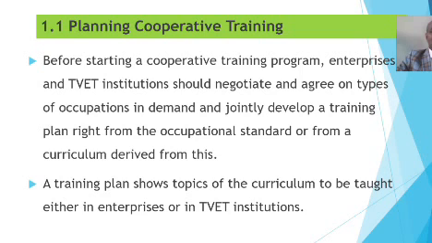The industry and the training institutions should sit together and plan what they are going to do, what they are going to train, or the contents of the lessons that are going to be trained. In what way? The way the curriculum should be developed, and what the content of the curricula should comprise. Then a training plan shows topics of the curriculum to be taught either in the enterprise or in the TVET institutions.